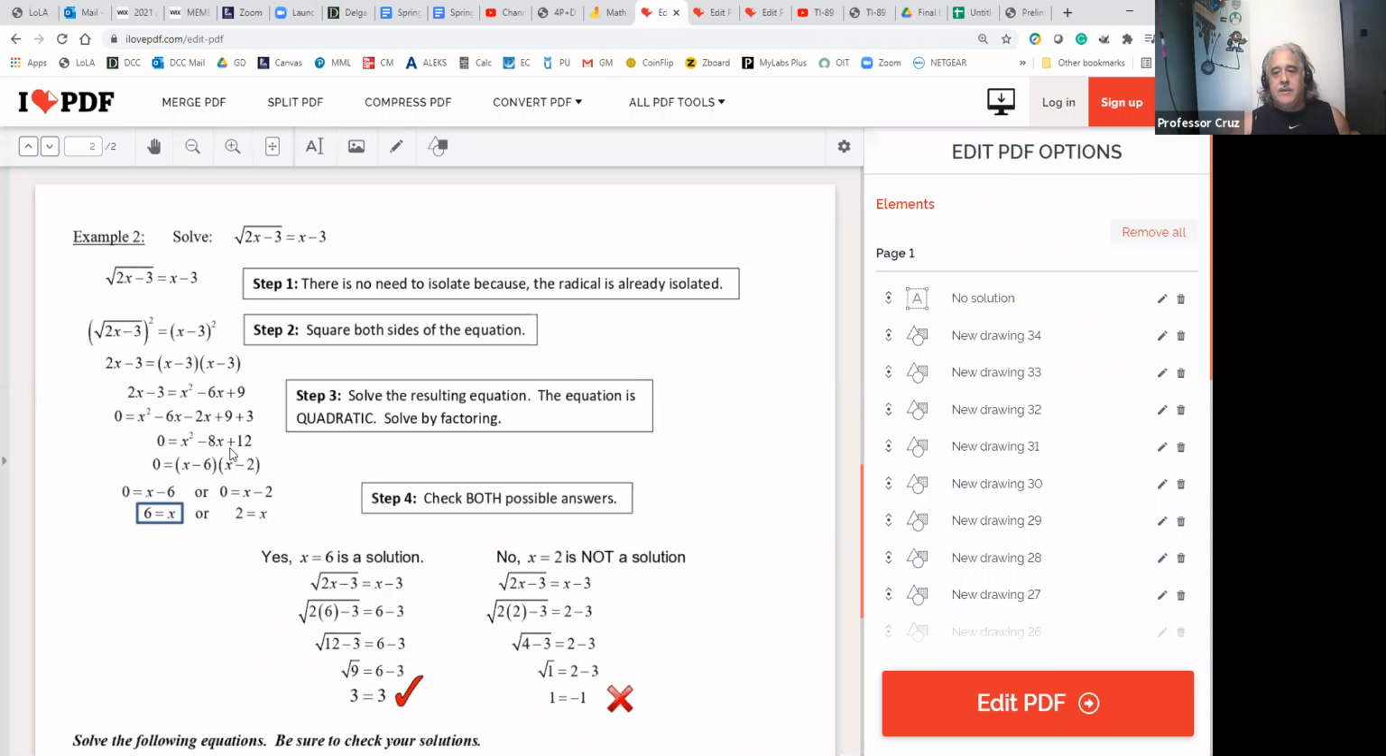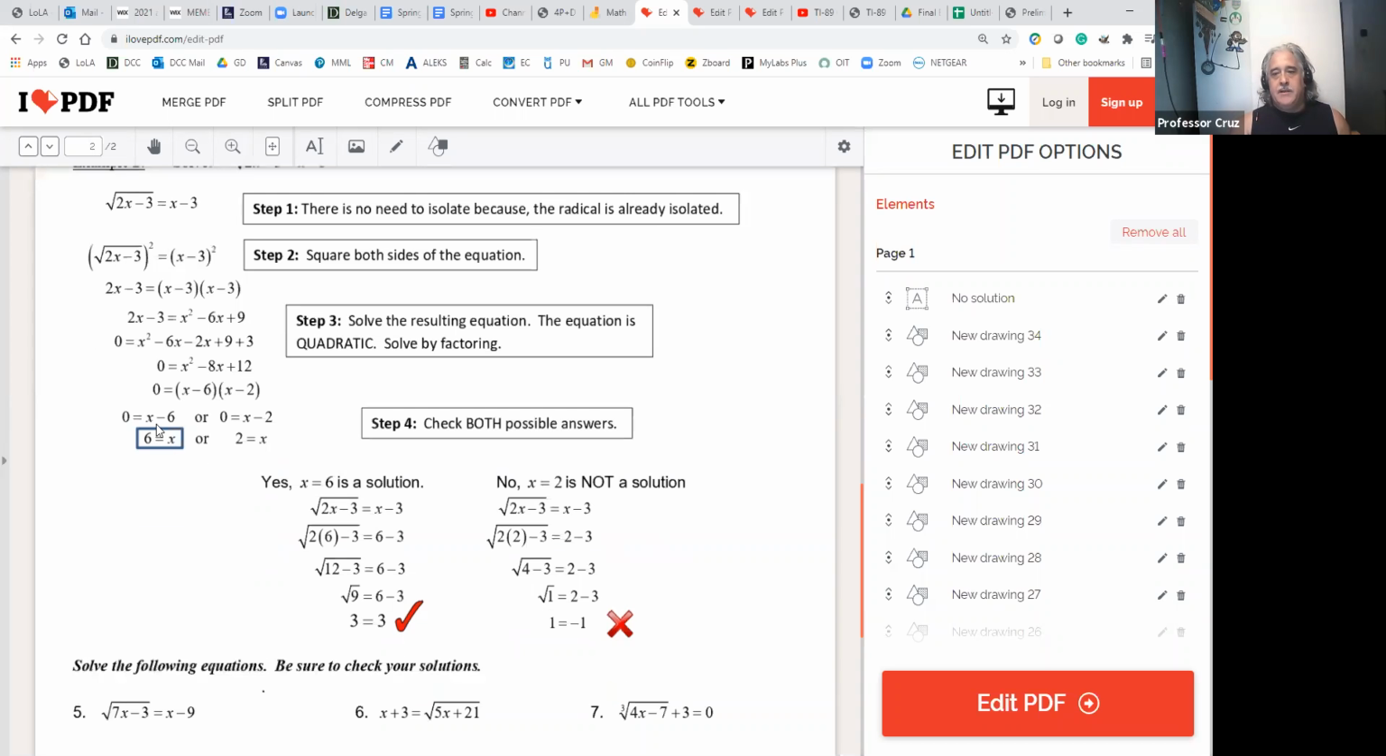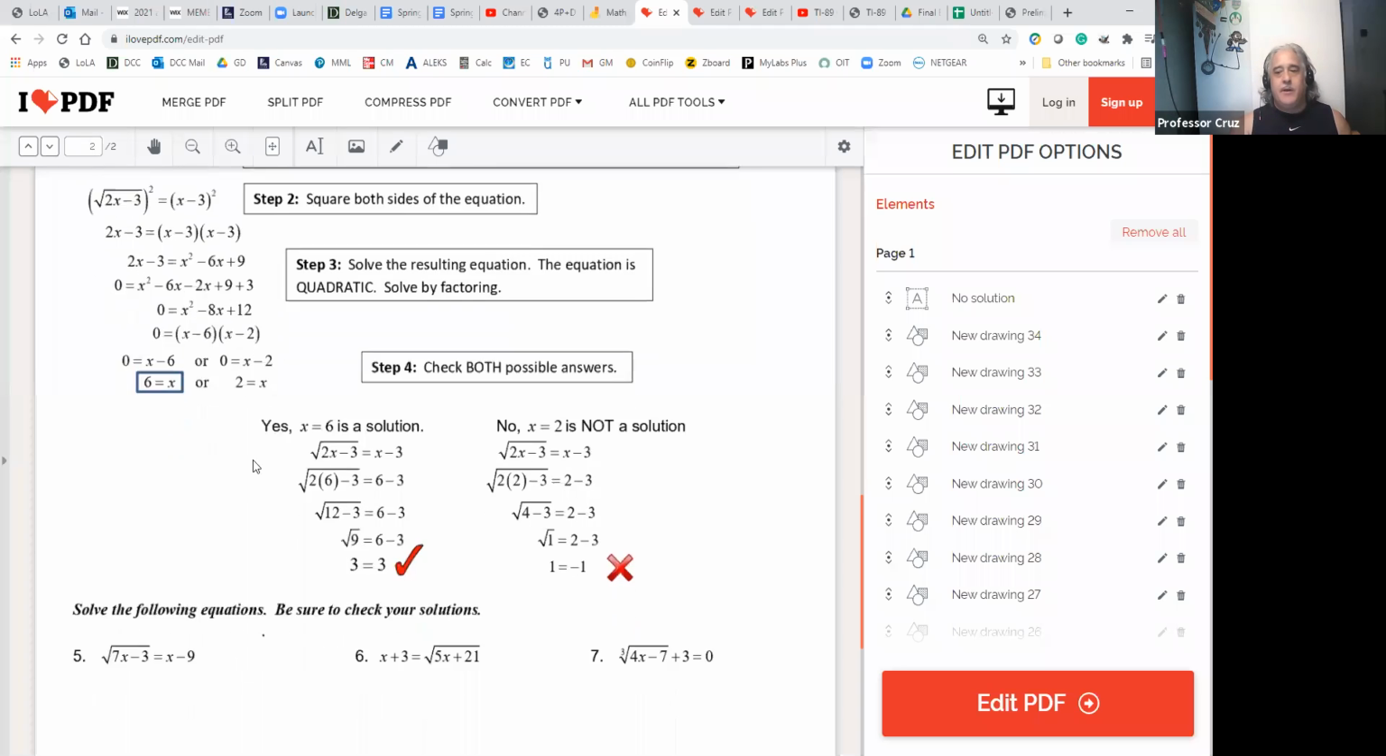So they both have to be the same sign, and that sign is negative. So you're looking for factors of 12 that add up to be 8. Only 2 do that, which is 6 and 2. So x minus 6 is equal to 0, x minus 2 is equal to 0, x is equal to 6, or x is equal to 2. Let's watch what happens on the check.